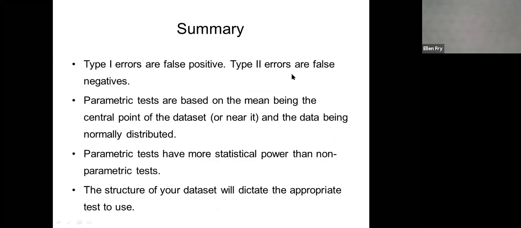So in summary, type 1 errors are false positives. Type 2 errors are false negatives. Parametric tests are based on the mean being the central point of the data set and the data being normally distributed. Parametric tests have more statistical power than non-parametric tests, so we should use those ideally if we can. And the structure of your data set will dictate the appropriate test to use.